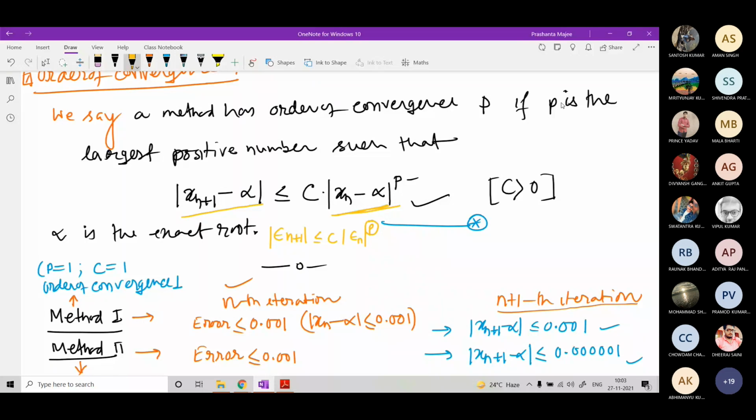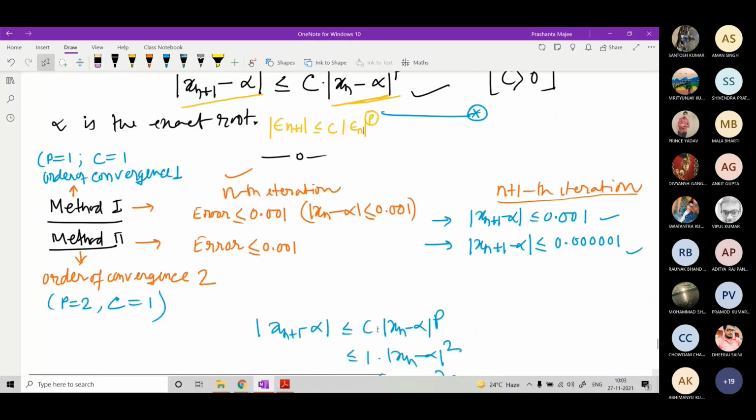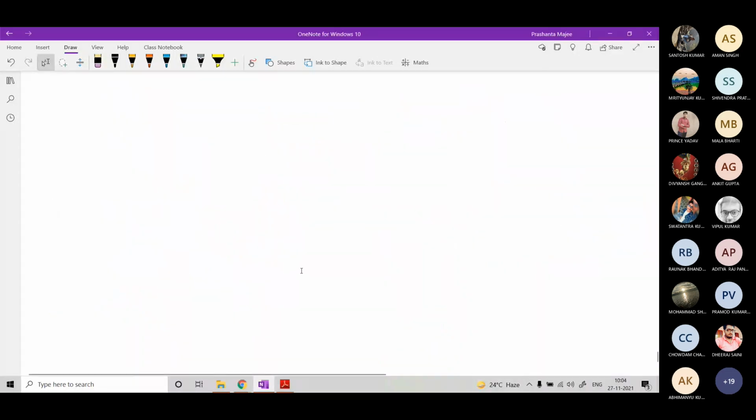As you have seen in the example, if the value of p is larger, the error converges towards zero very rapidly as p increases. So the method which has a large p value will give you the solution very quickly in terms of the number of iterations. We explained that the order of convergence of the bisection method is 1. Now we'll be discussing the order of convergence of the Newton-Raphson method.